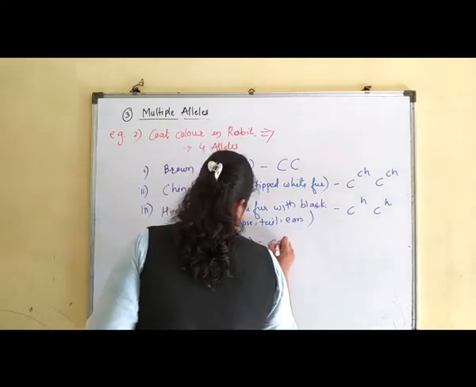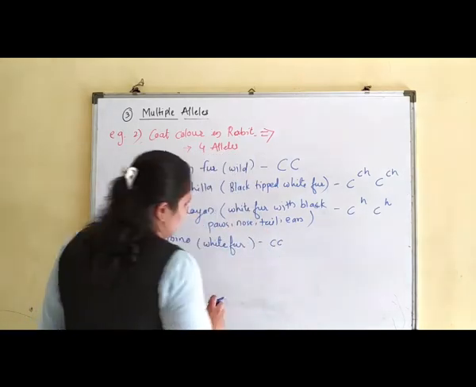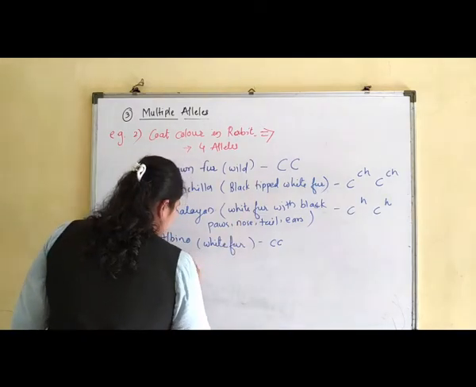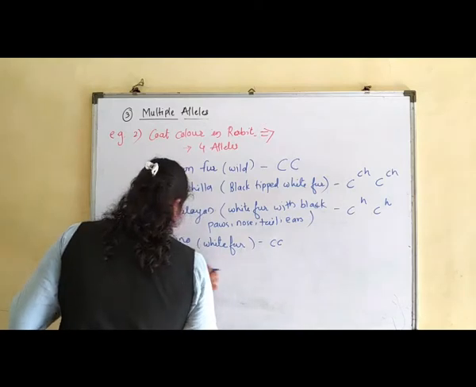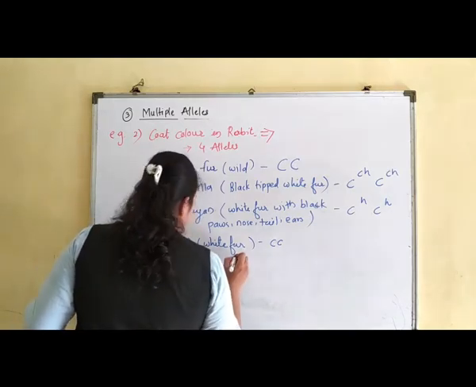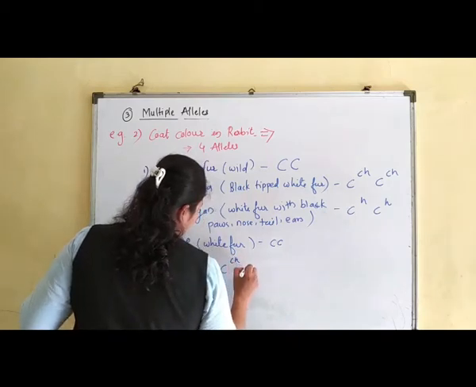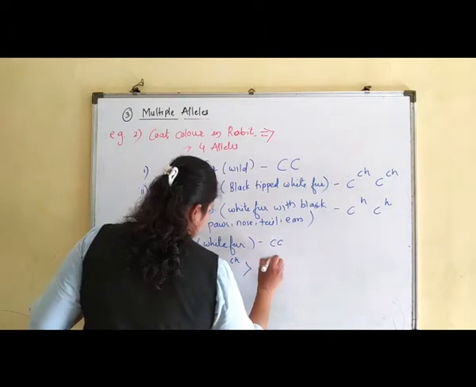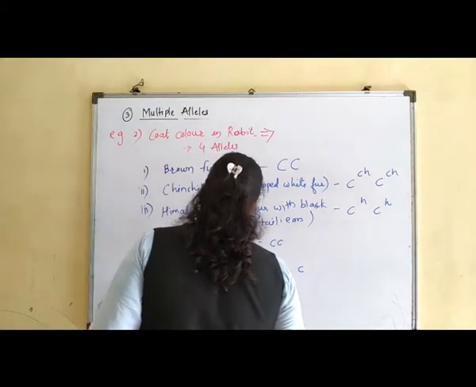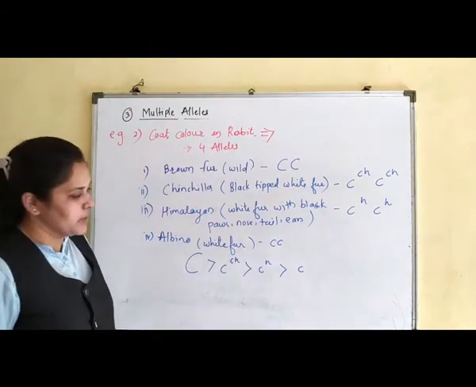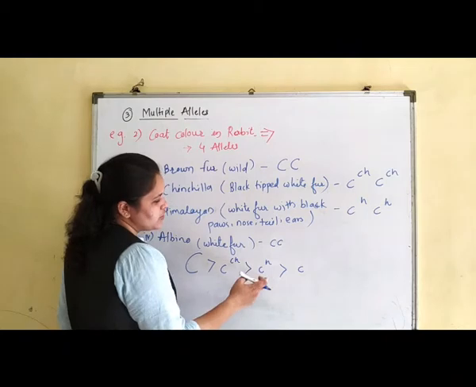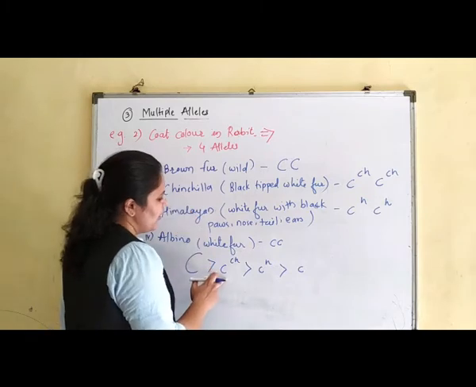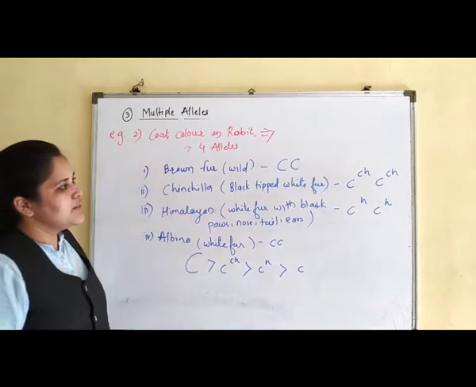For this the allele is recessive, so small c. If we see the sequence, or the dominancy of these alleles, this capital C is dominant over chinchilla, which is dominant over Himalayan, and which is dominant over albino. So albino is the recessive one. More dominant than albino is Himalayan, more dominant than Himalayan is chinchilla, and more than chinchilla, there is the wild one, that is brown fur.